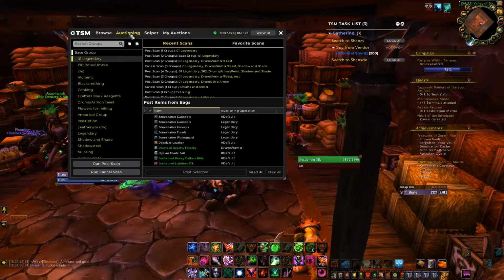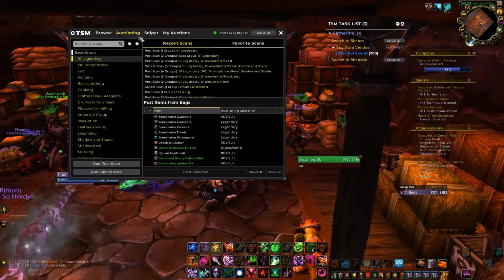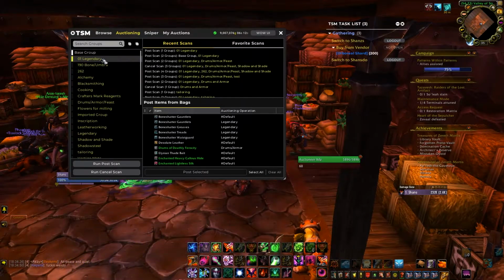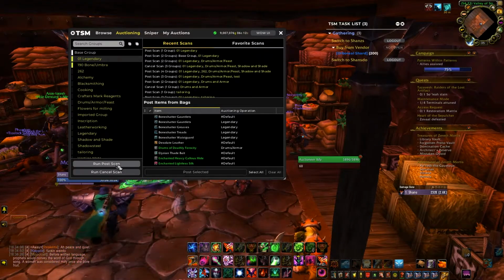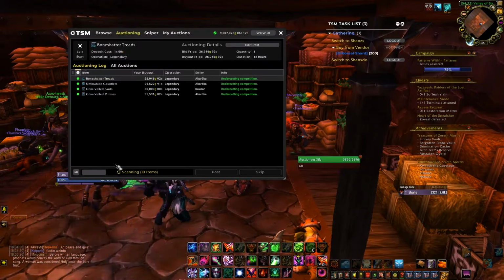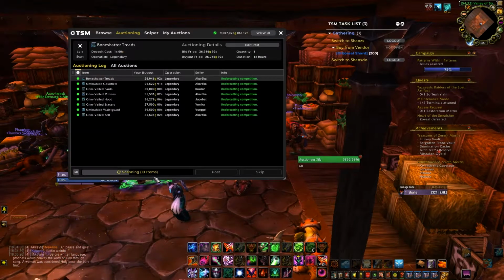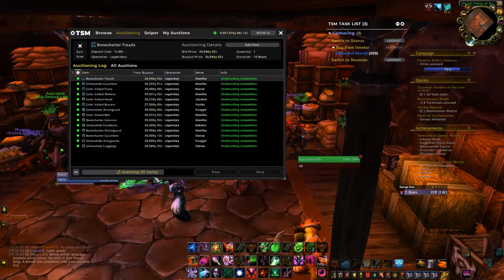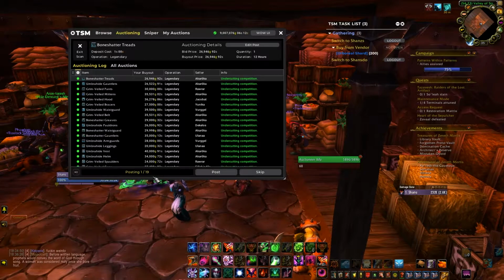I go to the auctioning portion for the auction house. I have my legendary group selected. You'll have whatever group you want to use selected. Run, post, scan. Now this is going to take those operations we set up, apply them to this group, and then it's going to say, okay, I'm scanning your items. What do I have that I can post to the auction house that fits those parameters we set up? The maximum amount, the minimum amount, if something's not posted, the normal amount.